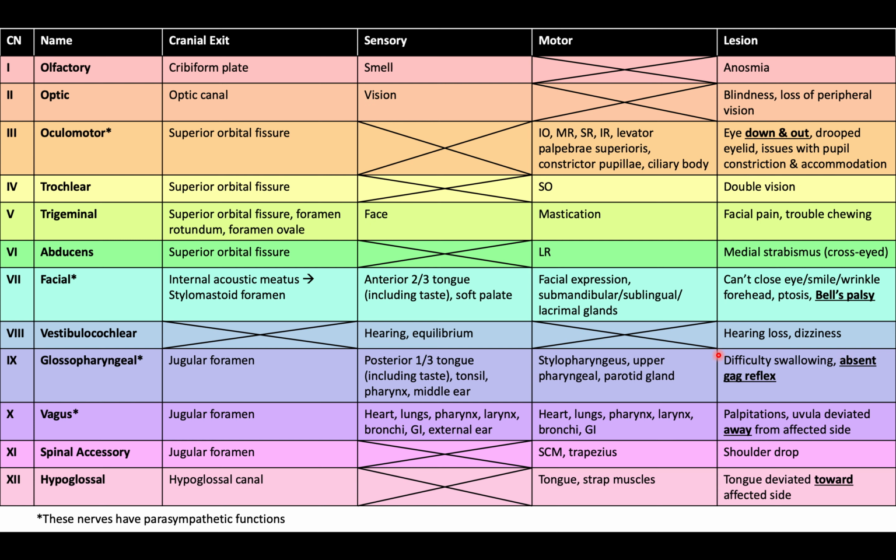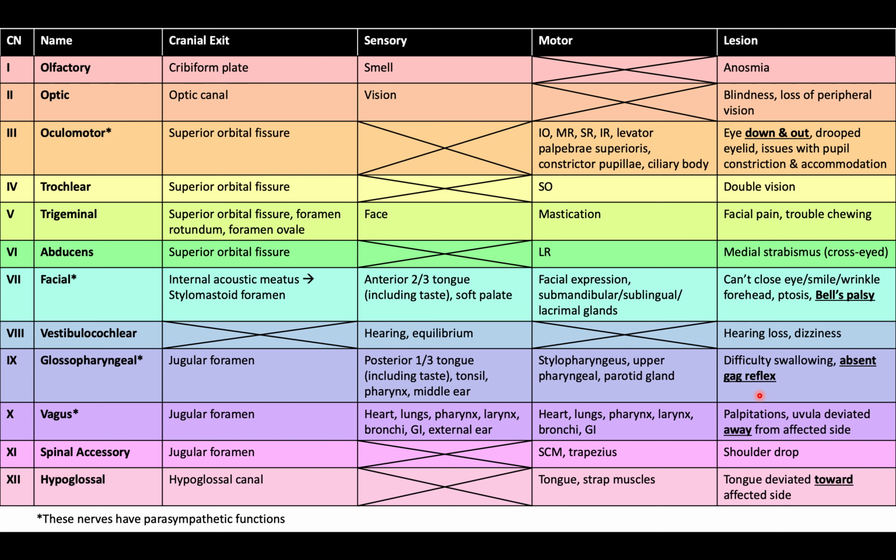Glossopharyngeal, I'm going to have difficulty swallowing, and there's not going to be a gag reflex. So if you were to tell somebody to say, ah, and you put one of those sticks in their mouth that helps them make their tongue go down, it sometimes gags them, and so they're not going to be able to do that with loss of glossopharyngeal. Vagus, there's going to be palpitations because it's going to our heart. And the uvula, this is really important, it's deviated away from that affected side. So if there's a lesion to the right, my uvula will deviate to the left.